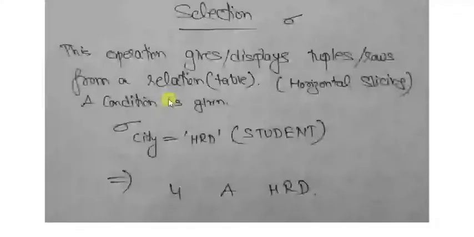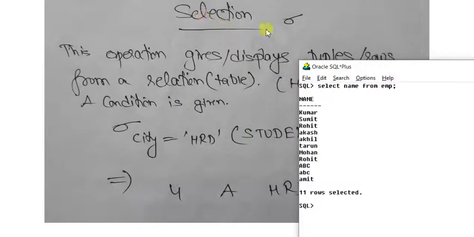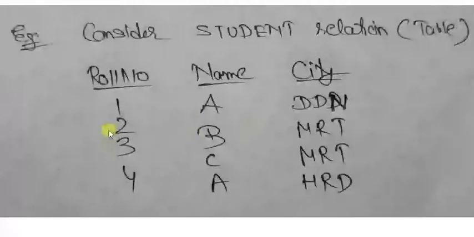Next is selection. Don't confuse the word select with selection. Selection is a theoretical term, whereas select is an Oracle SQL keyword. Let us first see selection. So what does selection do? Selection gives you or displays the tuples, rows or records of a table. So it does horizontal slicing. What does it mean? Suppose you want to see these two records who are from Meerut. So I want to extract these two records. This is horizontal slicing.